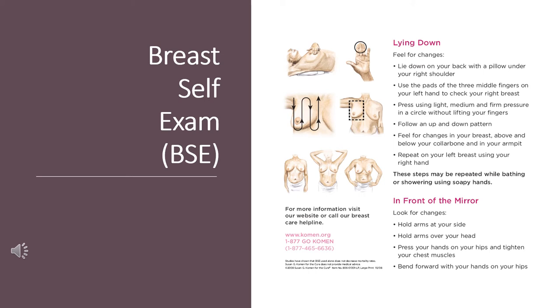Now that is the way to perform a breast self exam. Now in front of a mirror, you can look for changes. First, hold your arms at your sides, hold your arms over your head, press your hands on your hips and tighten your chest muscles. Bend forward at your hips. Once you do these things, you will be able to find whether there's some kind of abnormality in your breast or not.